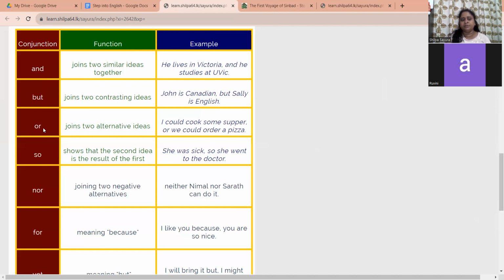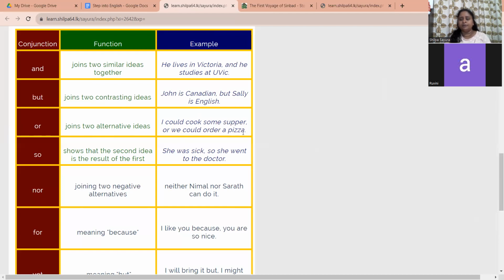And if you see another one, or joins two alternative ideas. Alternative, let's take an example and see. I could cook some supper, or we could order a pizza.